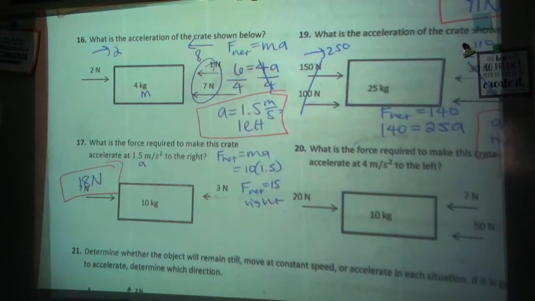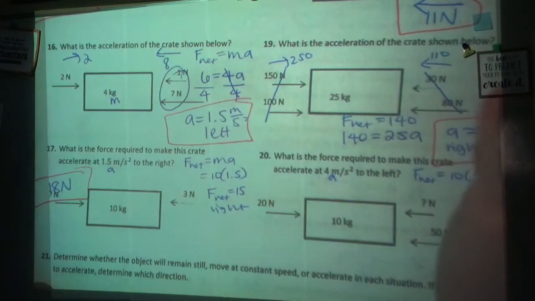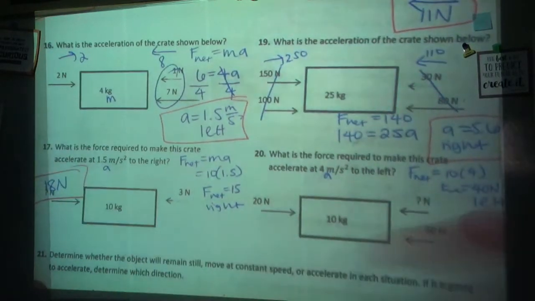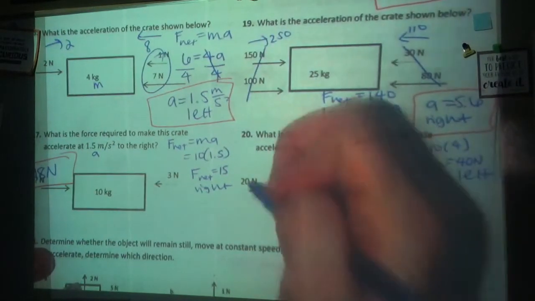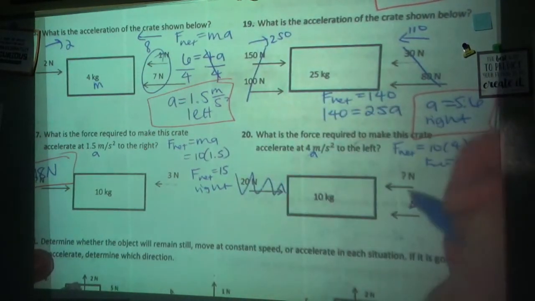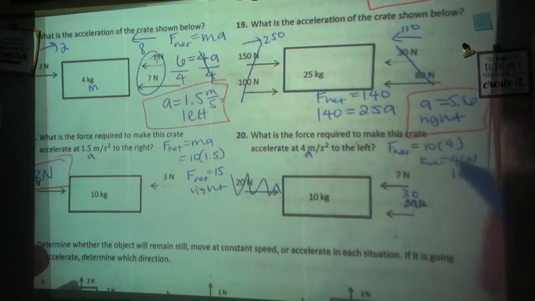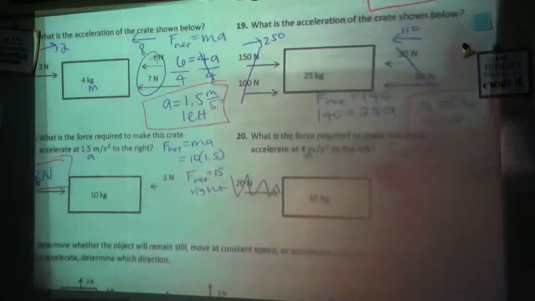And number 20, the force required to make this one accelerate at 4. So I'm going to plug into my net force. 10 times 4 gives me 40 newtons, and that is to the left. So I have 20 newtons this way, I have 50 newtons this way. So you can think about, okay, 50 and 20, really that's just like 30 to the left. And if I only have 30 to the left and I want 40 to the left, then I need another 10 to the left.